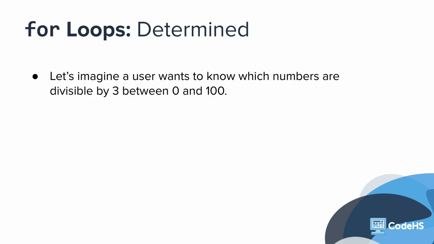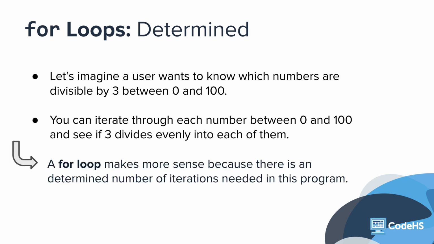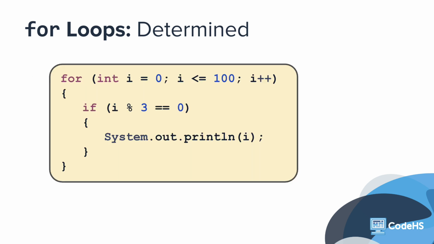In contrast, consider this program. Let's imagine a user wants to know which numbers are divisible by 3 between 0 and 100. You can iterate through each number between 0 and 100 and see if 3 divides evenly into each of them. In this case, a for loop makes more sense because there is a determined number of iterations needed in this program. Here's the basic implementation of this algorithm using a for loop.